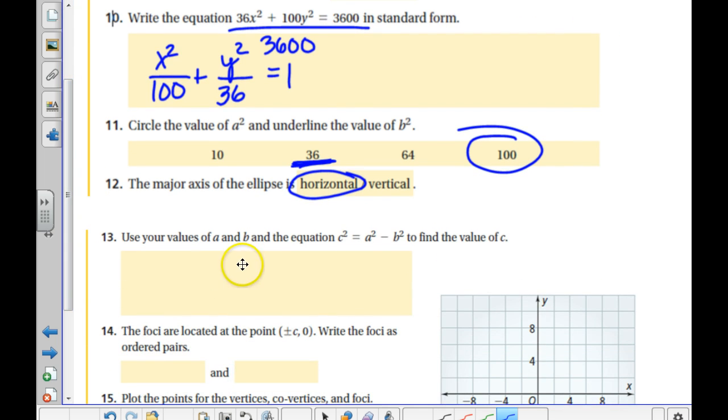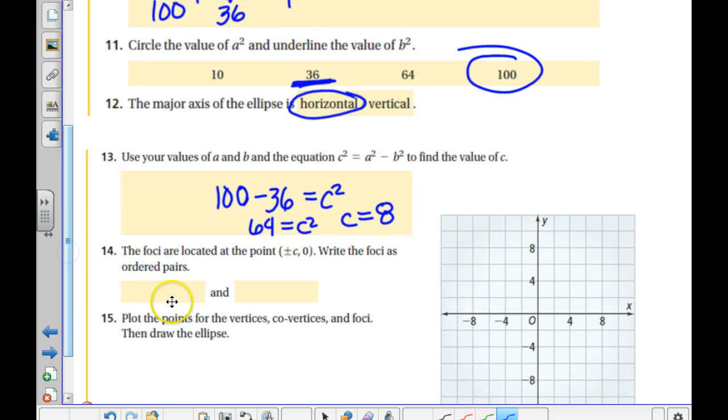Find c squared. Remember, these were a squared and b squared. Oops, I said it one way and wrote it down wrong. That's already a squared, and this is already b squared. So when we subtract, we get 64 equals c squared. So c by itself is plus or minus 8, which is what we need when we go to graph it anyway. The foci are going to be at (8, 0) and (negative 8, 0).